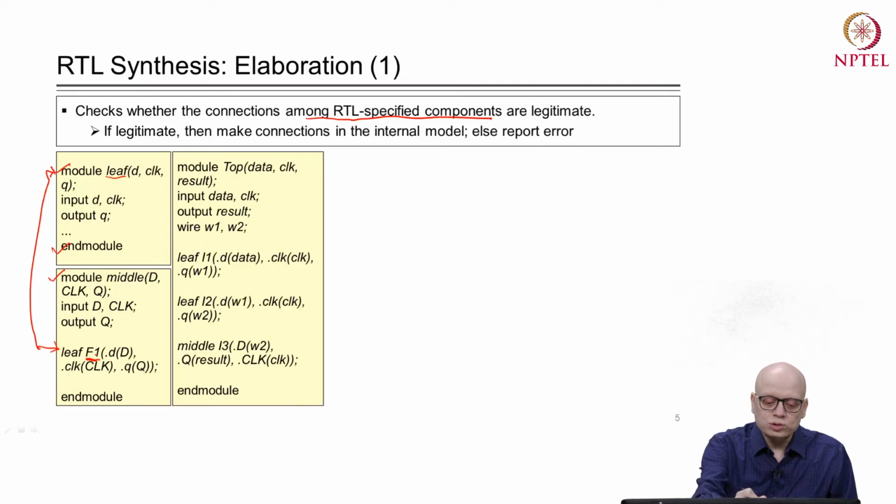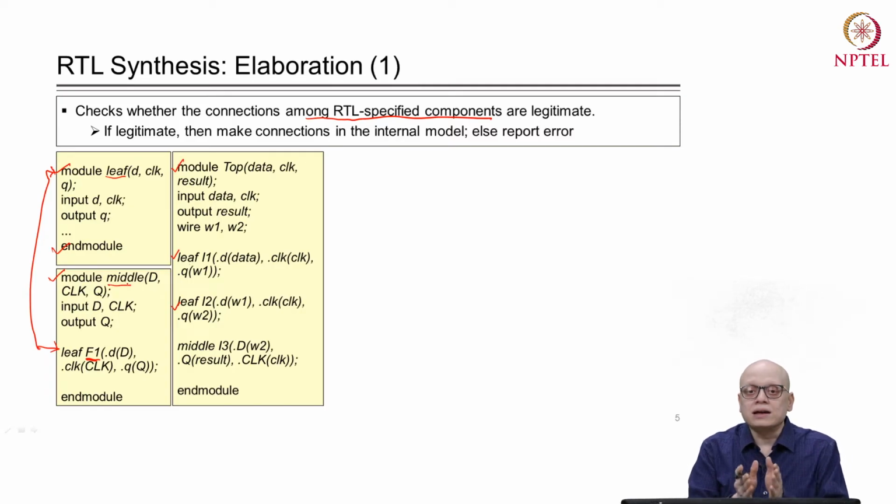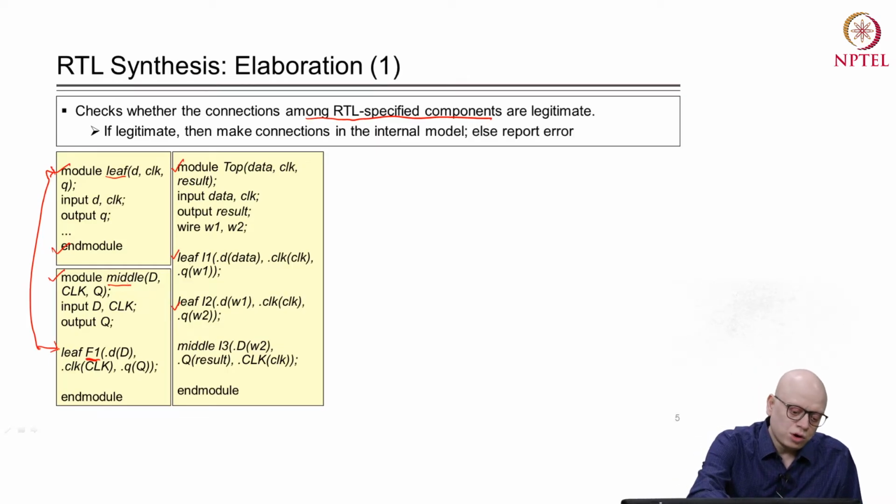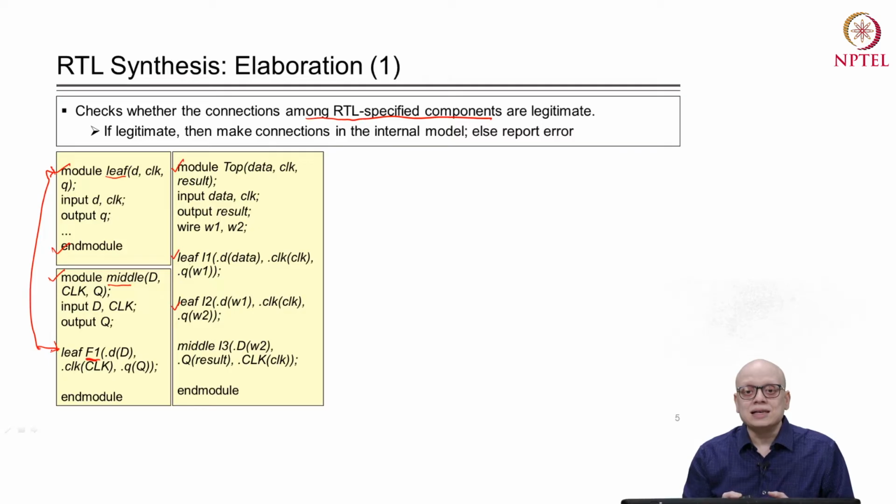And then there is another module, say top, and inside top we have three instances, two instances of leaf, right? So I1 and I2 are the instances with master module as leaf, and I3 is an instance whose master module is middle, this one, right? So this is the given RTL code. If we give this code to the RTL synthesis tool, then during elaboration the linkages between the instances and the master modules are made. And in this instantiation, if there are some problems of connections, then those problems are reported as elaboration errors.